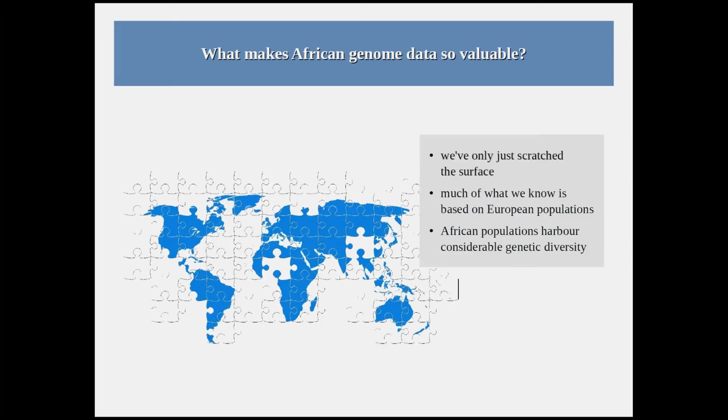So what makes African genome data so valuable? Well, we've only just begun to understand the complexity of the human genome. We've just started identifying genes that are very strongly linked to risk. And much of this data and insight has come from European populations. The interesting thing is that African populations have an immense amount of genetic diversity, and they've undergone genetic exchange for a much longer period. So it's a big part of the puzzle that we're missing.